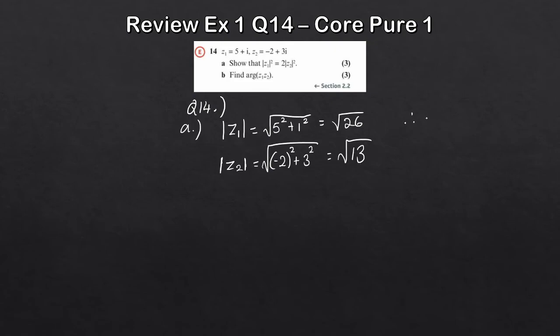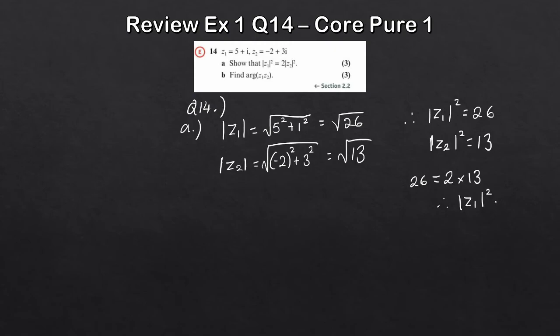So therefore, that's 26. And the modulus of z2 squared, that's 13. So therefore, this 26 is equal to 2 lots of 13. So therefore, the modulus of z1 squared is equal to 2 lots of the modulus of z2 squared there.